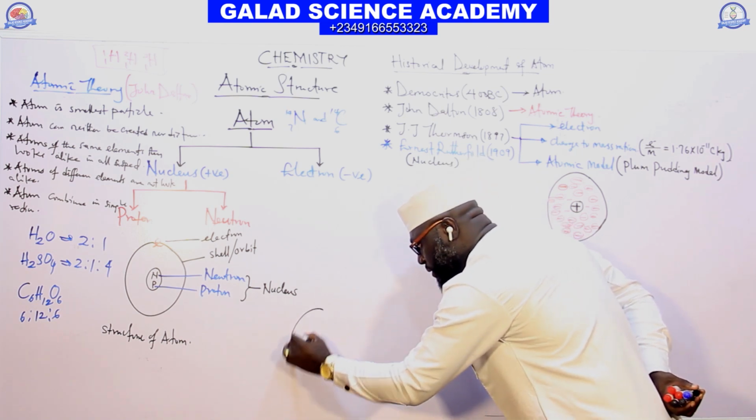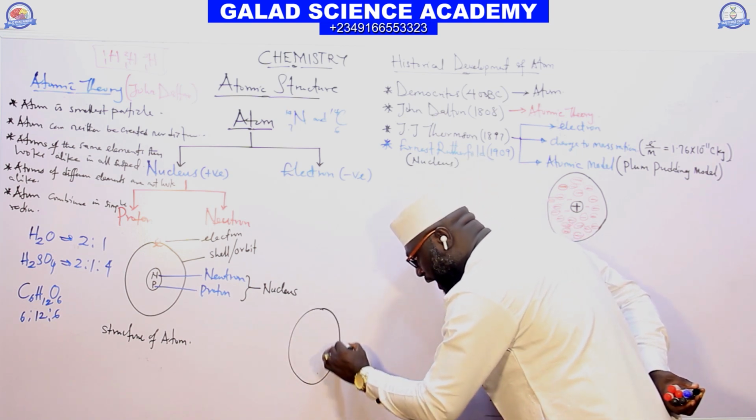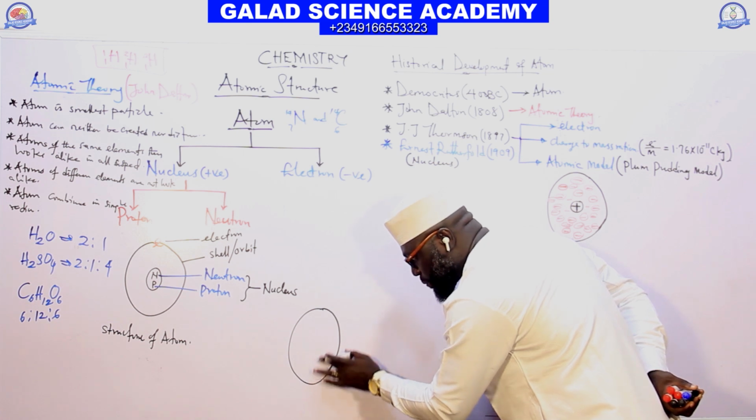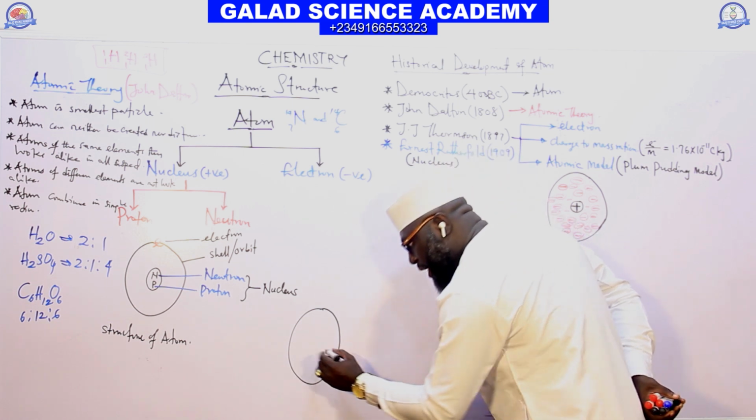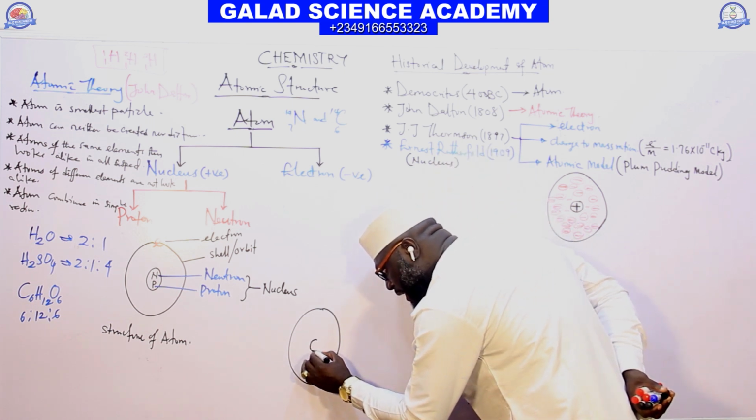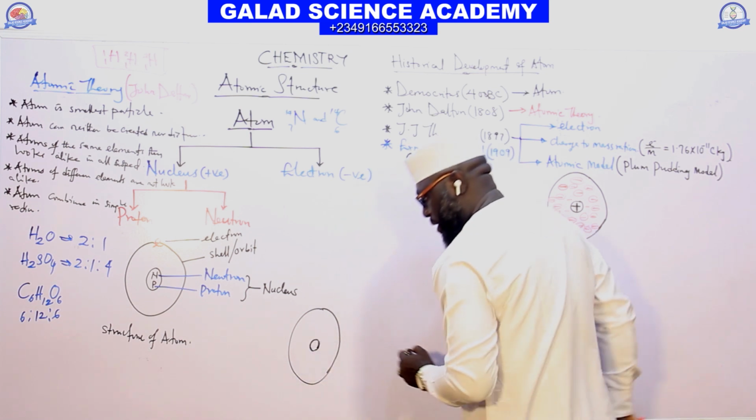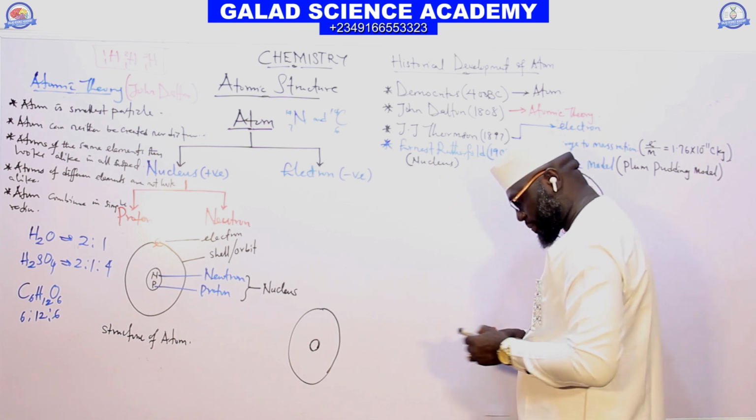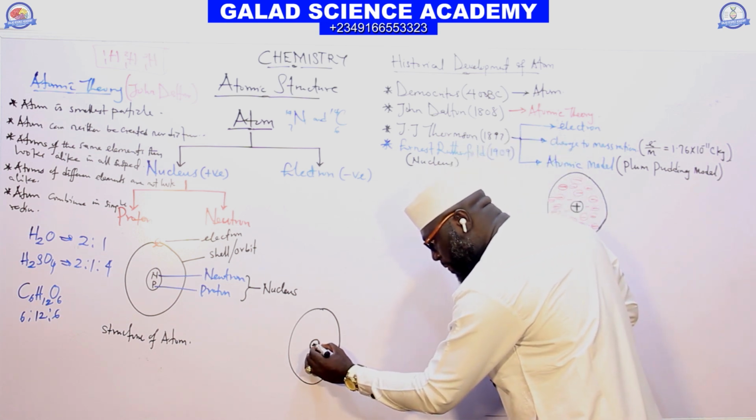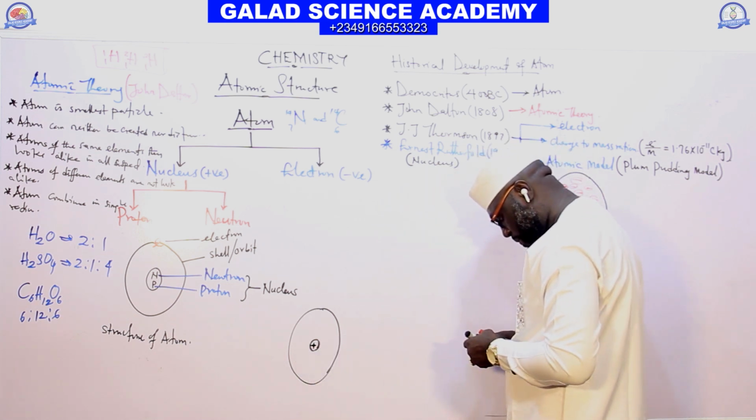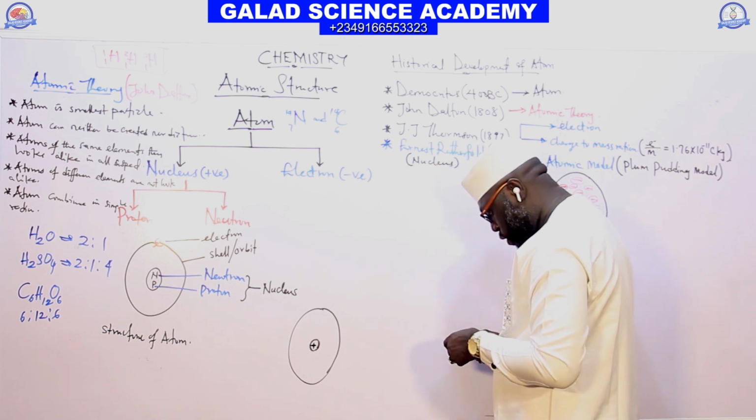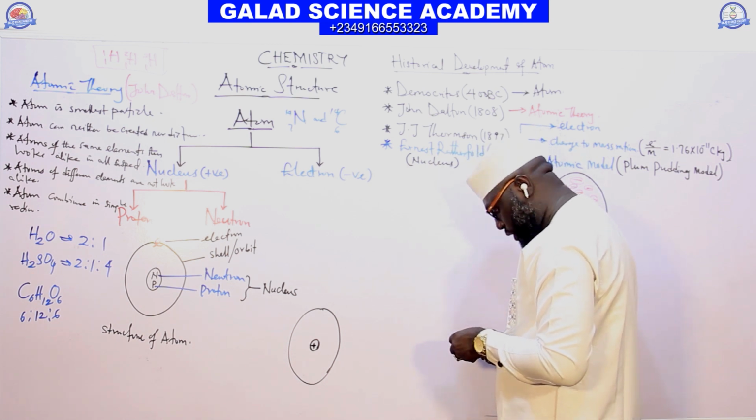Sorry. This is an atom, which is a spherical charge. And here, at the center of the atom, we have the nucleus there. So the man now plays what?